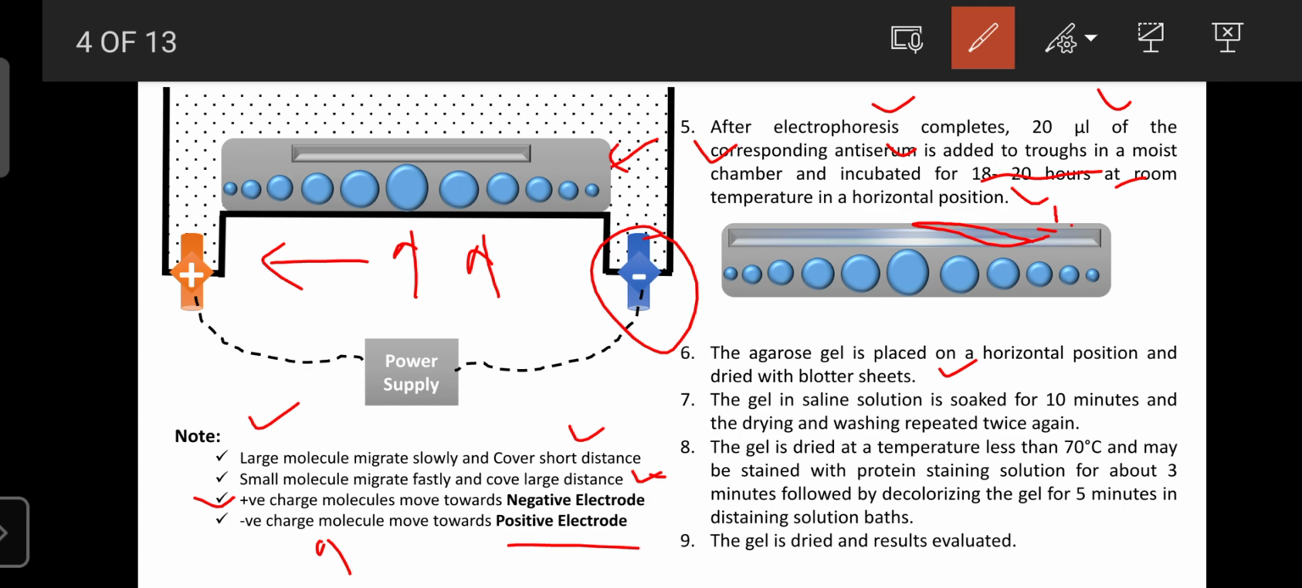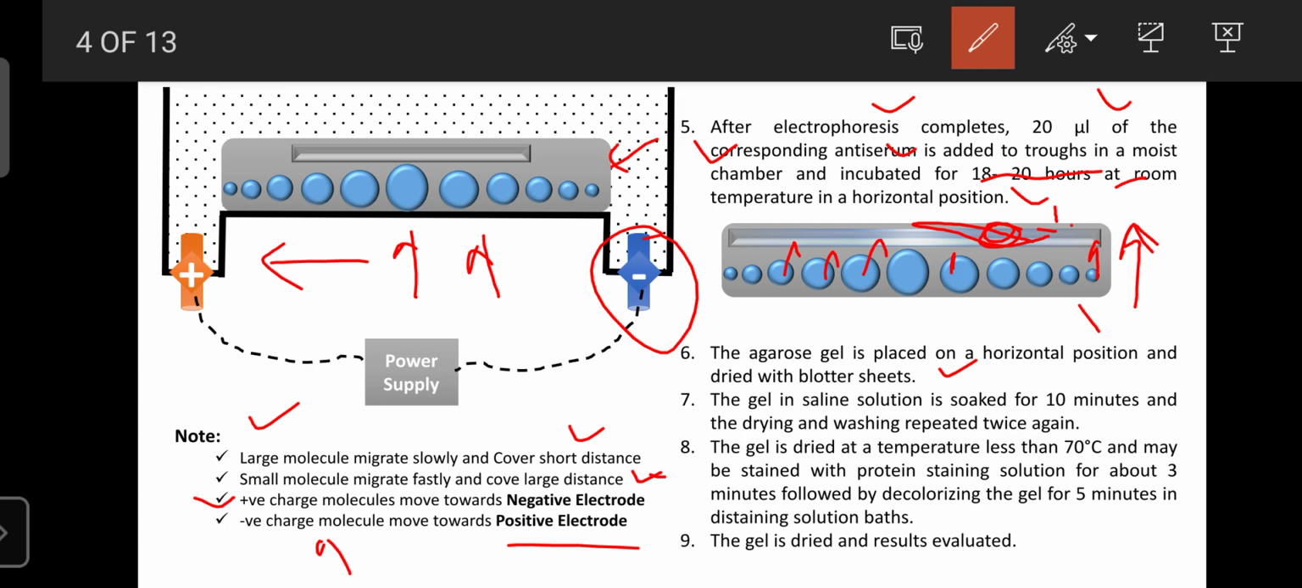And after that, during incubation, these molecules have certain movement due to the moist chamber, so they move towards the antibody. Once again, they move towards the antibody, here, here, and here. Then they can interact with the antibody and form the antigen-antibody reaction.